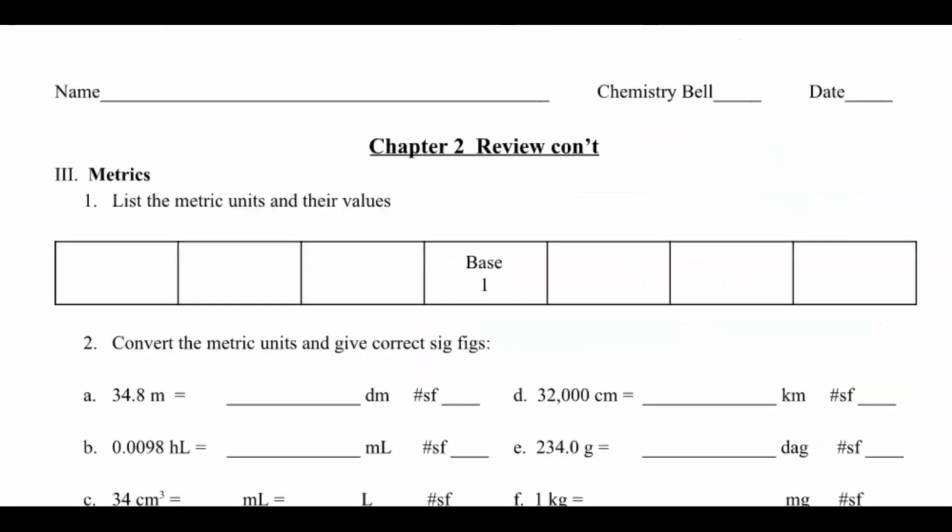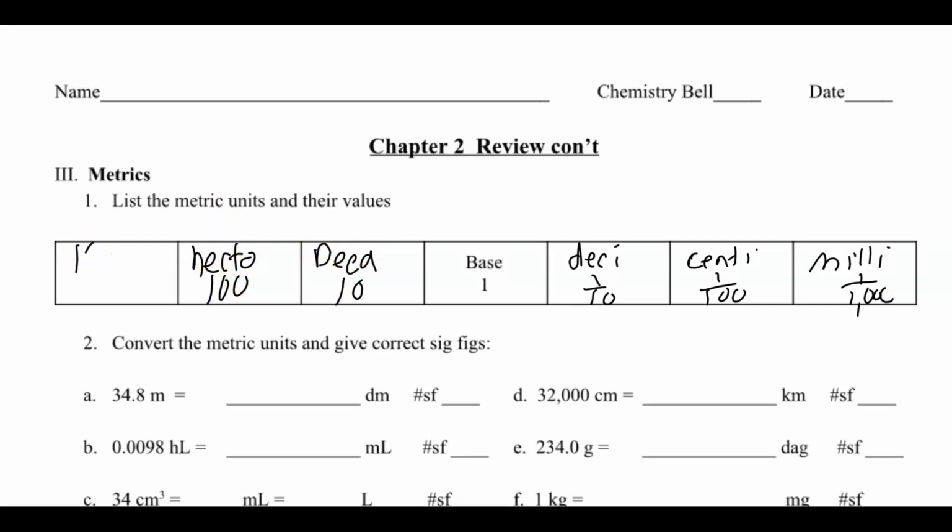Okay, next page. First, we've got to fill in our metric prefixes. So we have base, deci, which is 1/10, centi, which is 1/100th, and we have milli, which is 1/1000th. Then we have deca, which is 10. We have hecto or hecta, which is 100. And we have kilo, which is 1,000. Now, remember that kilo is K, hecto is H. Deca, to make it easy, we're going to make it capital D-A.